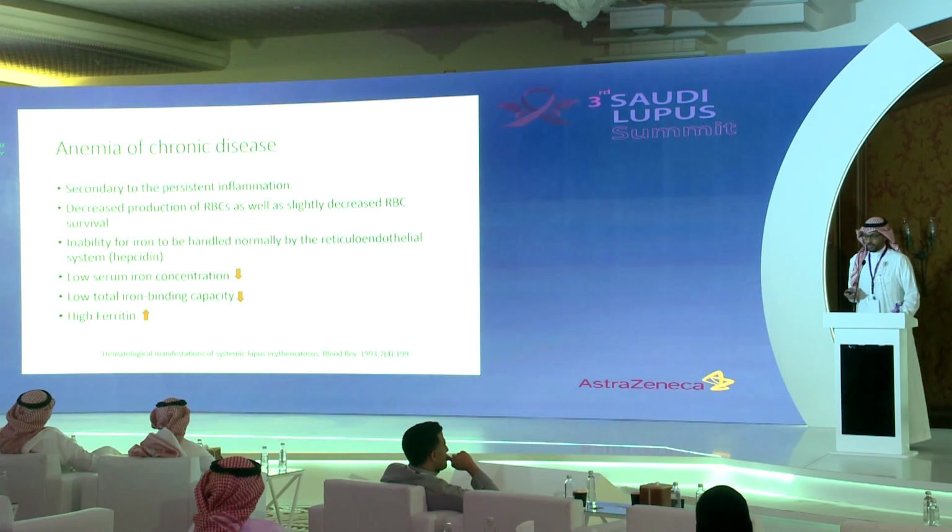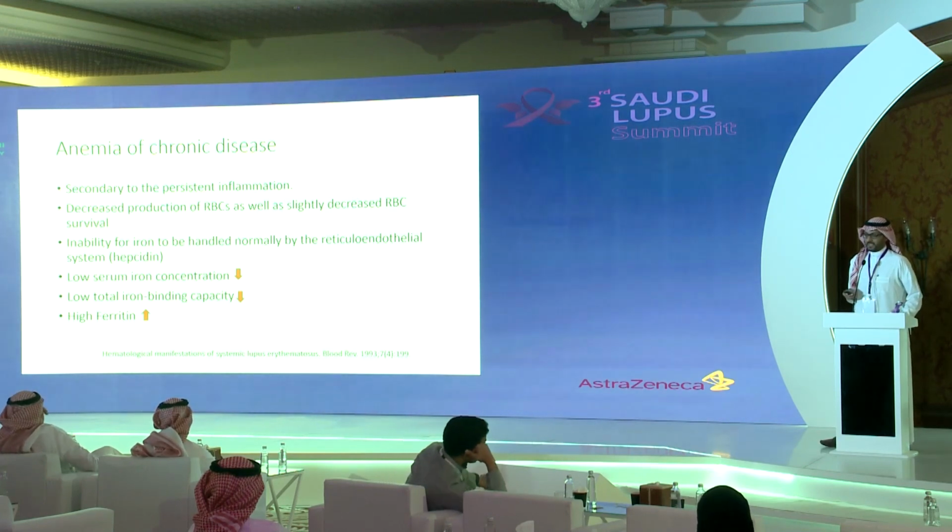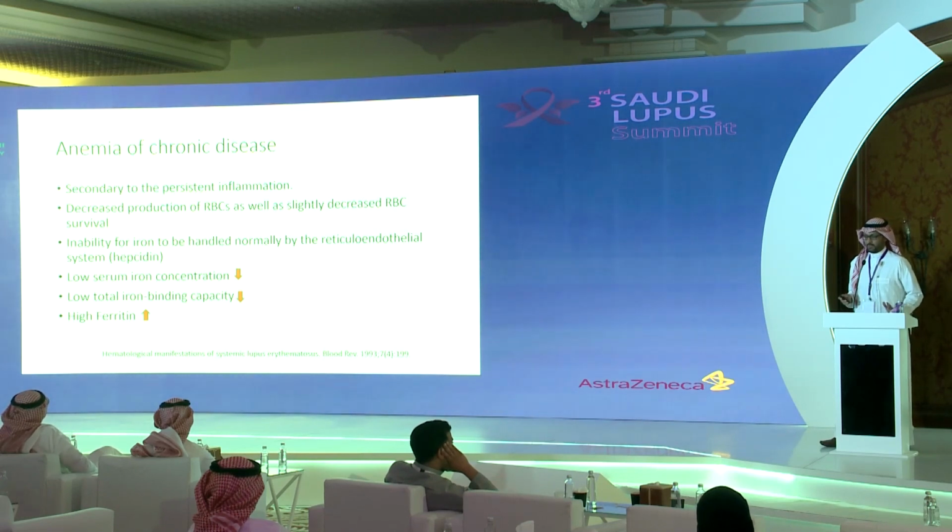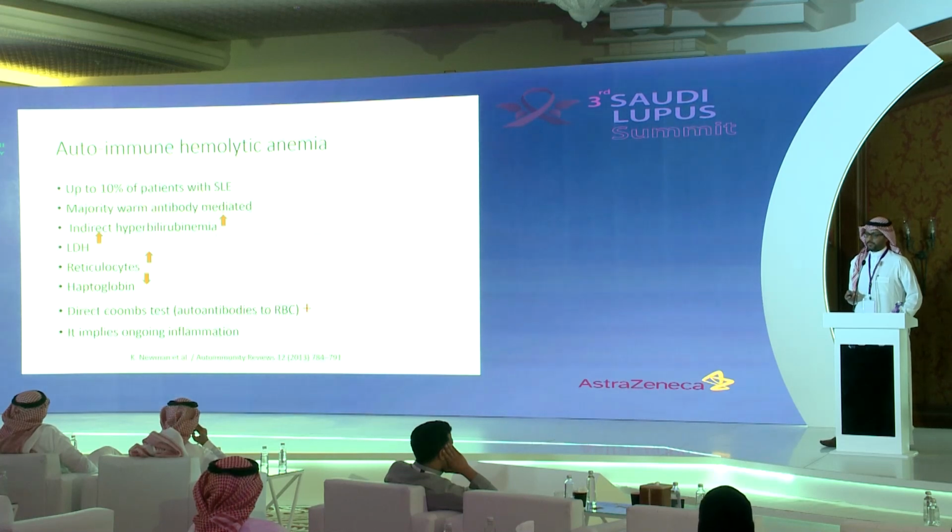Now, anemia of chronic disease, in summary, basically happens due to persistent inflammation or is secondary to persistent inflammation. So someone would argue that having an anemia of chronic disease means that you don't treat your lupus properly. The main reason for that is the decreased production of RBCs as well as a slightly decreased RBC survival. That would happen due to improper trafficking of the iron that is usually handled by the hepcidin protein. The way you find it is a low serum iron, a low total iron binding capacity, and a high ferritin level.